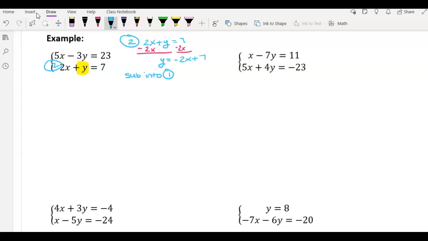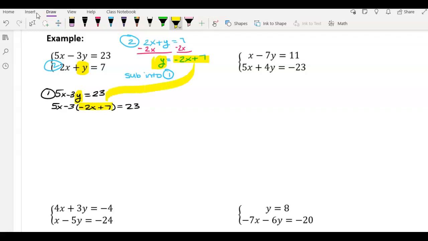into equation 1. So when we look at equation 1, we have 5x minus 3y equals 23. However, I know what y equals. Y equals negative 2x plus 7. So wherever I have y, I'm going to put these placeholder parentheses. So 5x minus 3 times negative 2x plus 7 equals 23. I knew what y was, so all I did was input that negative 2x plus 7.